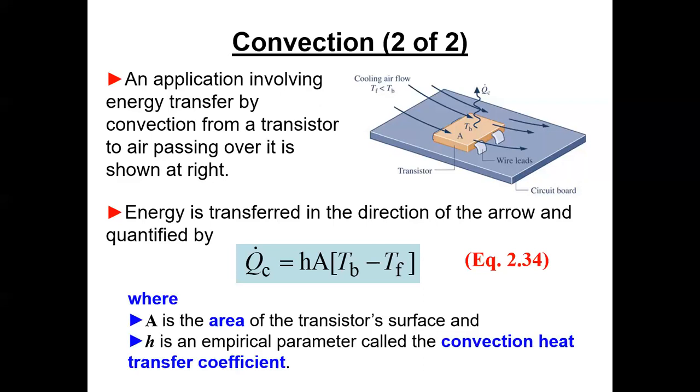Okay, so A, area of the transistor surface. H is the empirical parameter called the convection or convective heat transfer coefficient. I guess there are some theoretical correlations out there as well. Most of them, I think, go back to experimental setups.